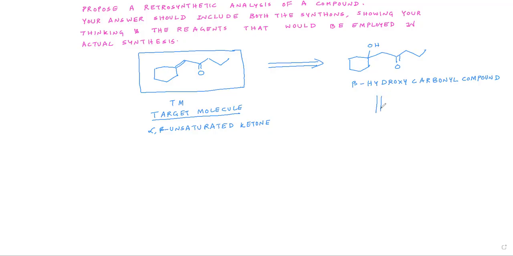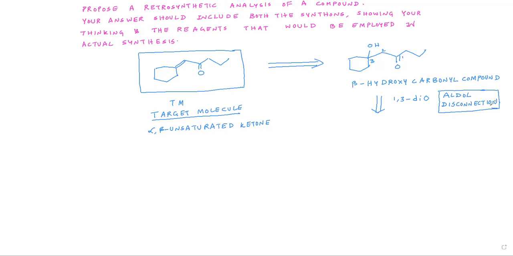Now this disconnection, aldol disconnections, are what we call 1,3 di-O. This is 1, this is 2, this is 3. On the first carbon as well as on the third carbon you have an oxygen, so it is called 1,3 di-O. So this is nothing but an aldol disconnection.